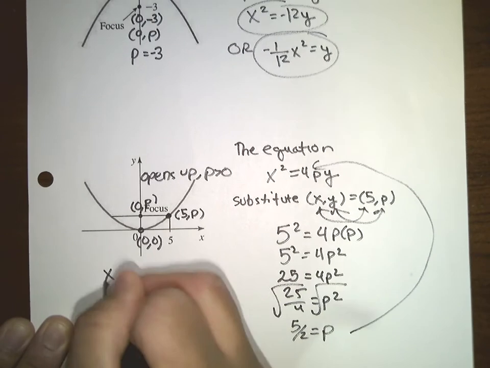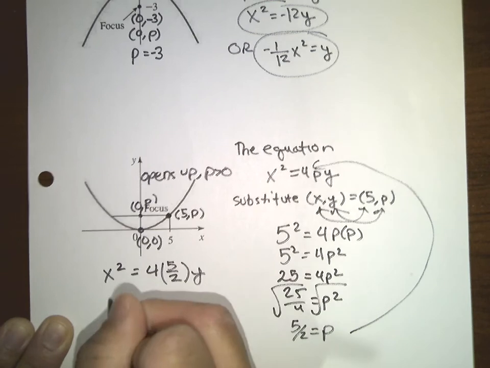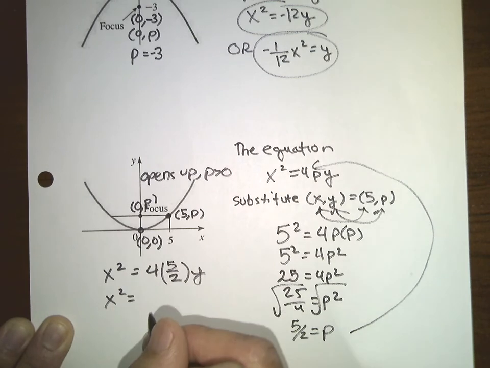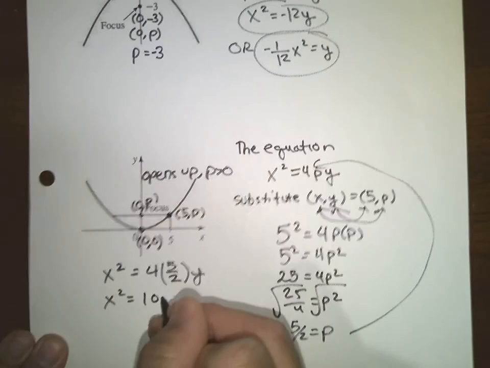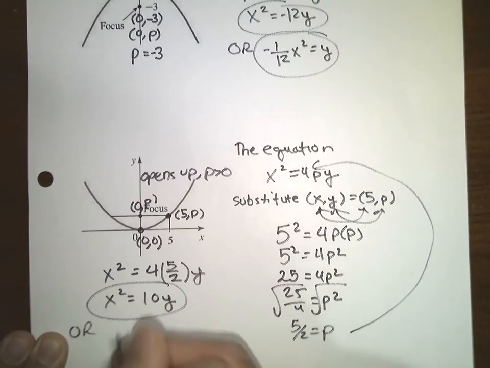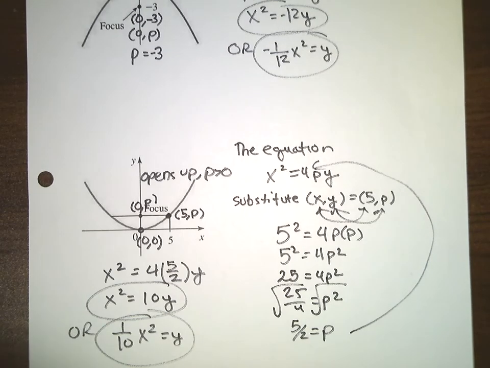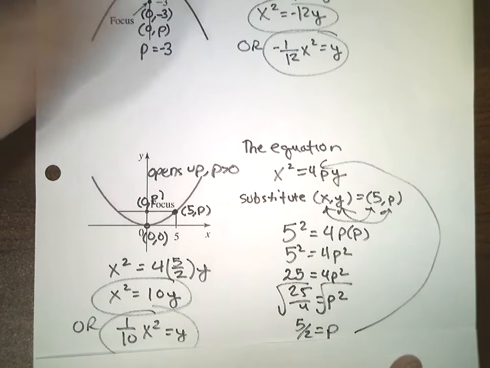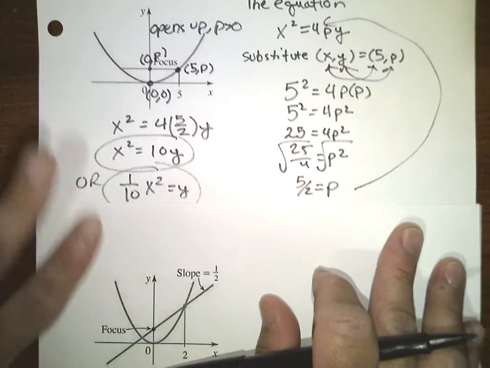So the equation is x squared is 4 times 5 over 2 y, or x squared is 4 over 2 is 2, and 2 times 5 is 10, so 10y, or you could write it as 1/10 x squared is equal to y. Either way is fine with me if you want to solve for the y instead. All right, so these two were not necessarily the most difficult problems, but they did require a little bit of extra manipulation of the equation.